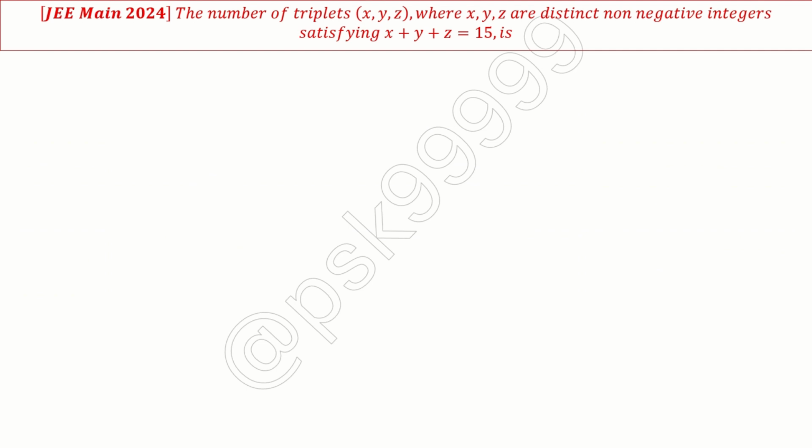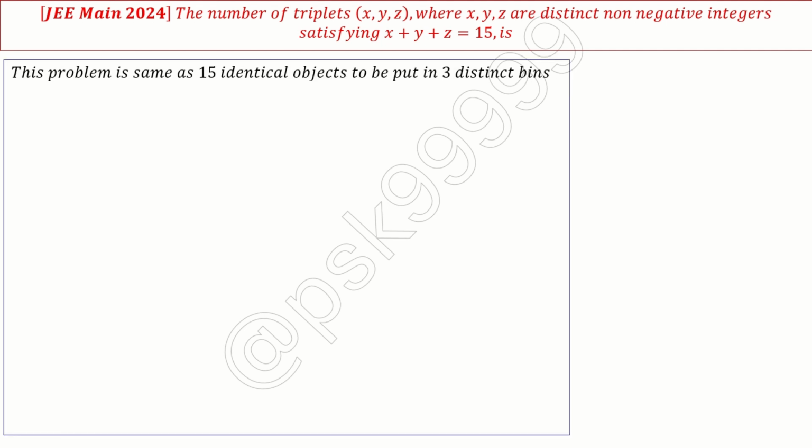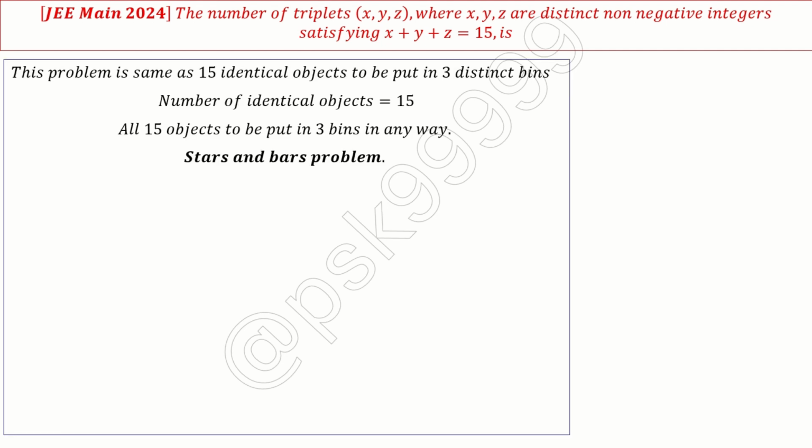The number of triplets XYZ where XYZ are distinct non-negative integers satisfying x plus y plus z equal to 15. I told you in the previous example once, the problem can be converted, like 15 balls, or 20 apples can be distributed to 3 kids. So this is exactly the same. So this is also a stars and bars problem, correct? x plus y plus z equal to 15 means 15 can be distributed to x, y, z, and it is non-negative integers, correct? Non-negative means 0 and above. So simple stars and bars problem.